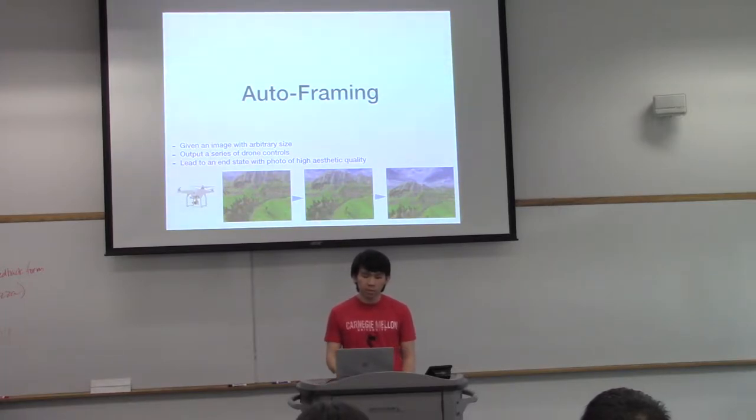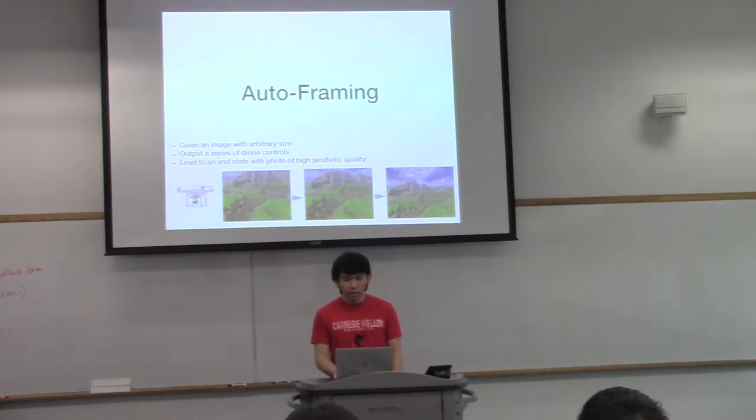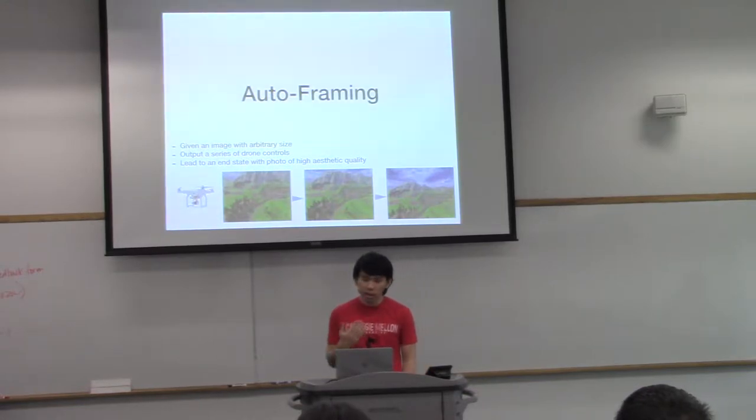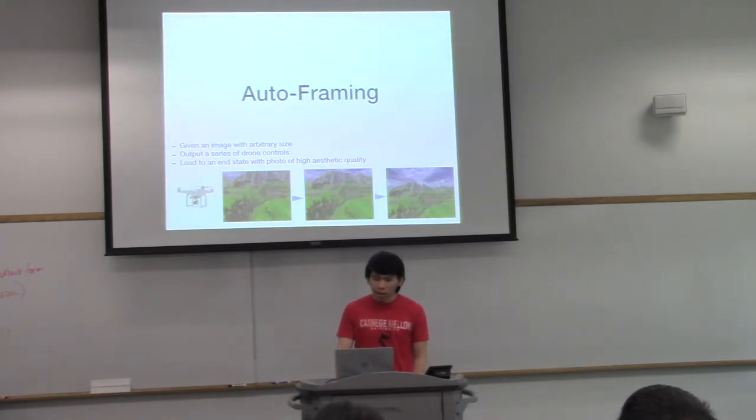To be more specific, auto framing refers to the problem of, given an image of arbitrary size, outputting a series of drone controls that can lead to a photo of pretty high quality. Just like this diagram shows, if you start with a photo that's pointing down, it doesn't look as great. So we hope the drone can learn to tilt up a little bit until you have, like, a third of the sky or something like that.